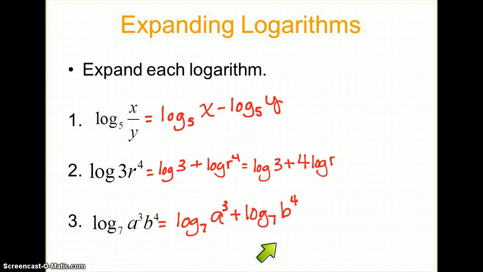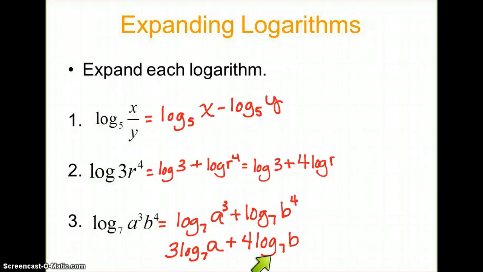And then I check my individual logs, which show me that I still have a power to expand here. So the power property says to multiply times the logarithm, the exponent. So I end up with 3 log base 7 of a plus 4 log base 7 of b. And then when you check those logarithms, you'll notice, again, this is as far as I can expand this one, and that's as far as I can expand this one, so I am finished expanding my logarithms.